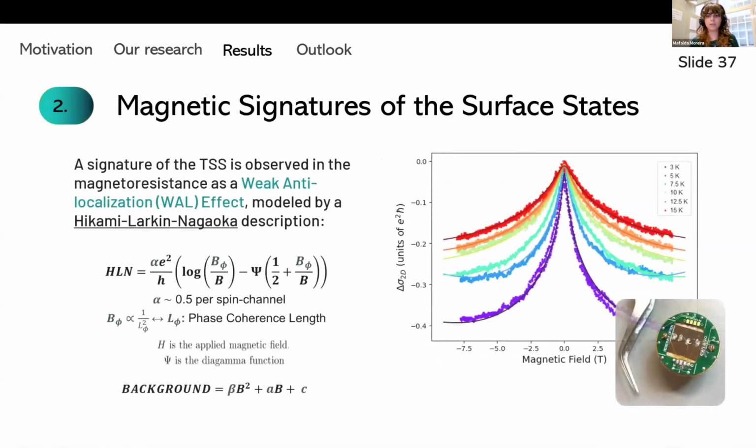But to confirm this, we also did these magnetoresistance measurements on the films to search for the weak anti-localization effect, which appears below 20 Kelvin, so at cryogenic temperatures. And we can model it through a Hikami-Larkin-Nagaoka description, these cusps that appear in the magnetoresistance. And then we searched to see if we have an alpha equal to 0.5 per spin channel. So we are expecting an alpha of 1 in 3D topological insulators, and also track the evolution of the phase coherence length in these curves as temperature is increased.